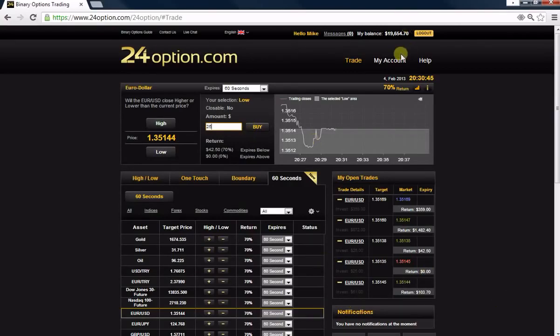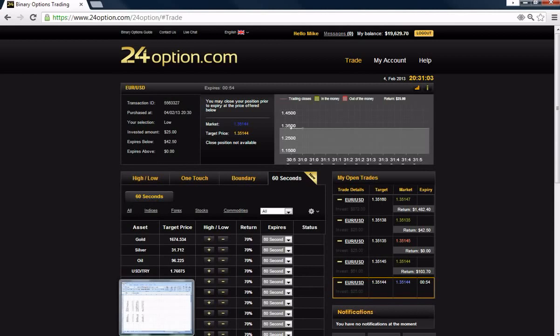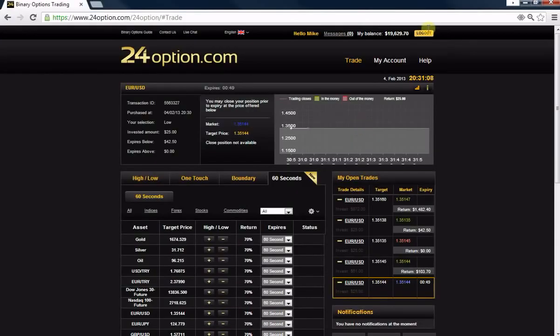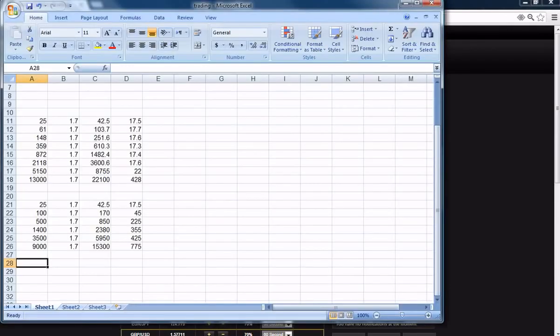Here again, our balance is $19,654. Okay, we're going to go back to our $25 investment. Now I'm going to do one more round of this. If we win this one, I'm going to switch up the strategy a little bit for you guys, just so you can see what you can do with 24 options using this trading strategy by upping the ante a little bit.